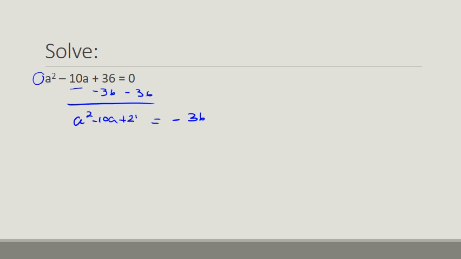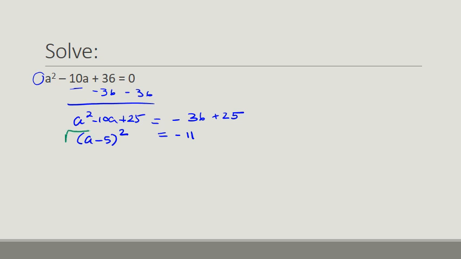So that gives me 25. I'm going to add 25 to both sides. When I add 25 to both sides, negative 36 plus 25 is negative 11. And then this side factors to a minus 5, that whole quantity squared.